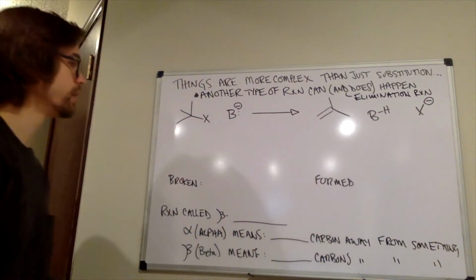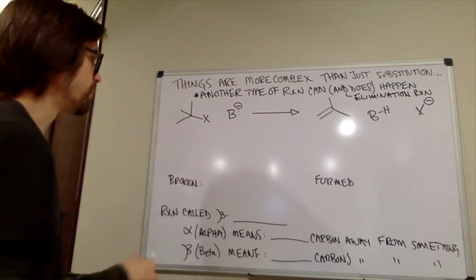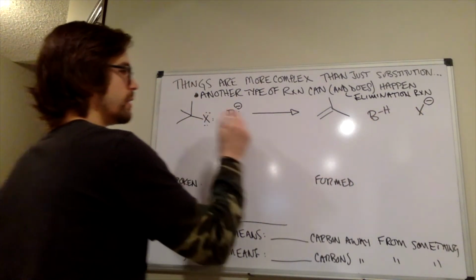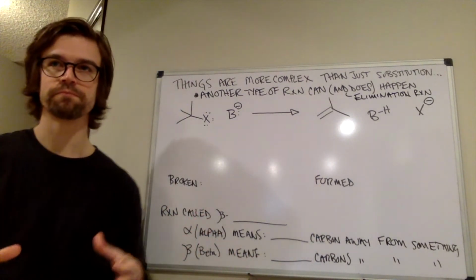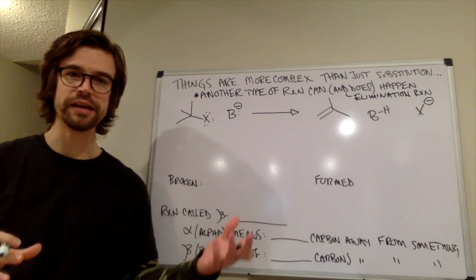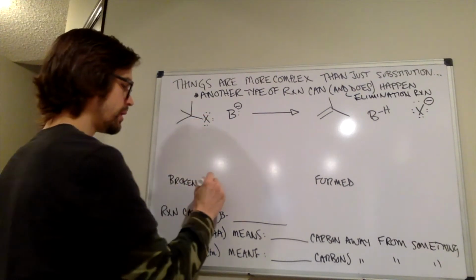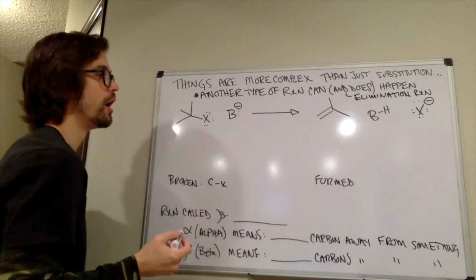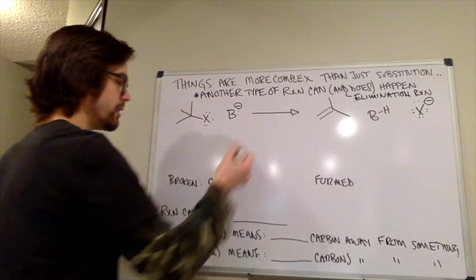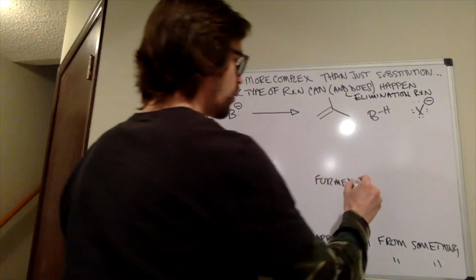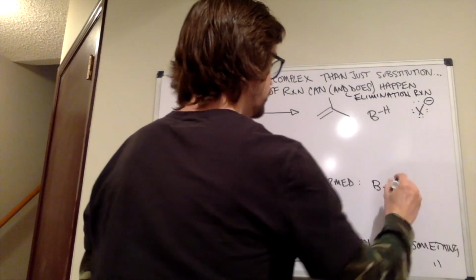And what happened here? Well, let's look at the bonds that were broken and the bonds that were formed. We have X minus over here. X, again, is a letter that we commonly put in the place of a halogen. So this could be chlorine, bromine, iodine. So what happened? Well, we broke a carbon halogen bond. We formed a base hydrogen bond. So we're on the formed side, or we're on the broken side. We formed a base hydrogen bond.